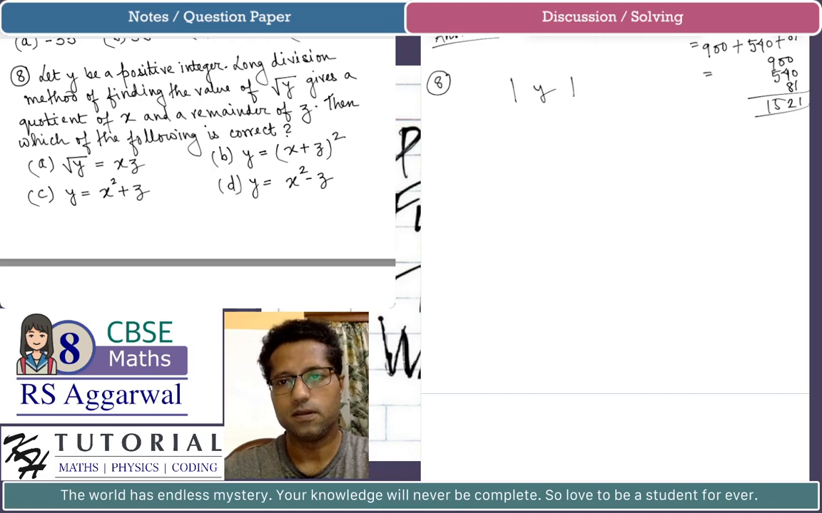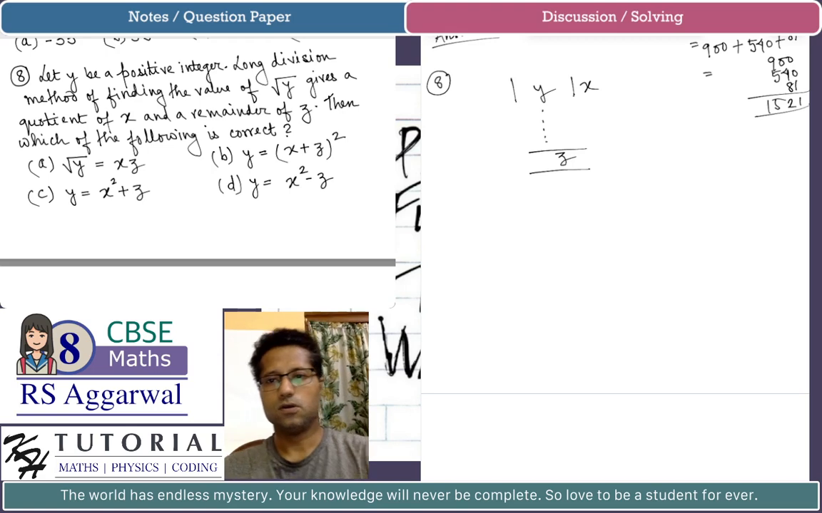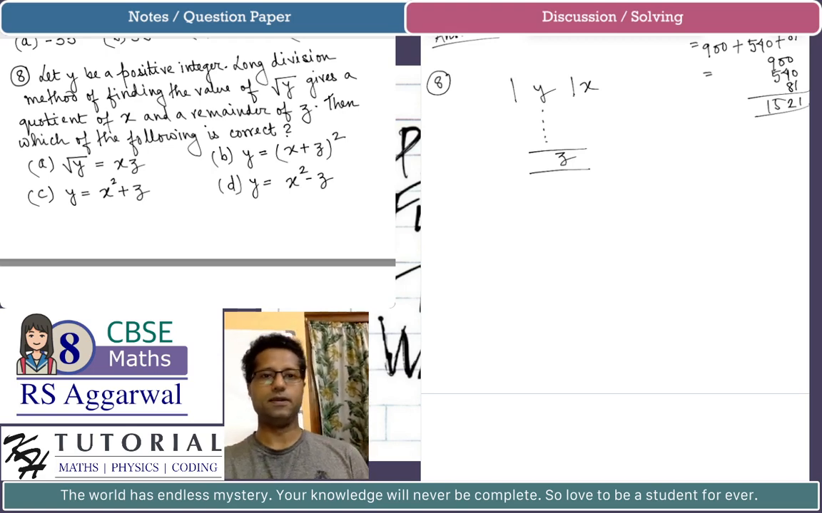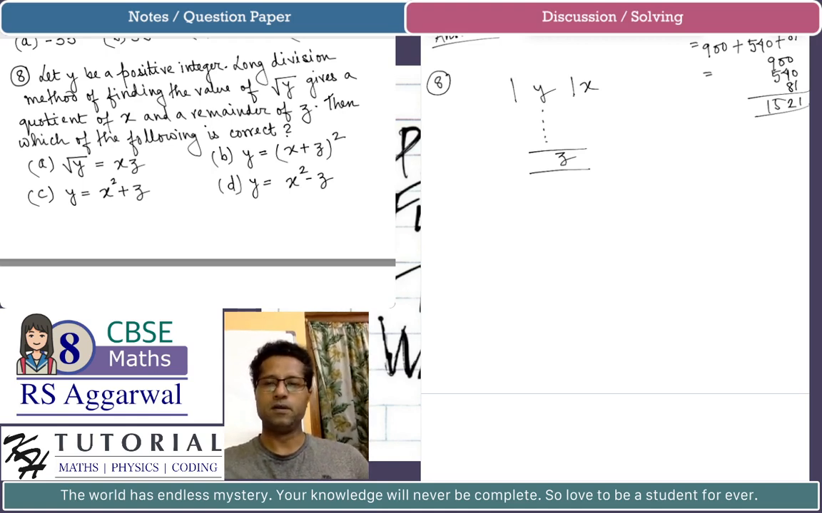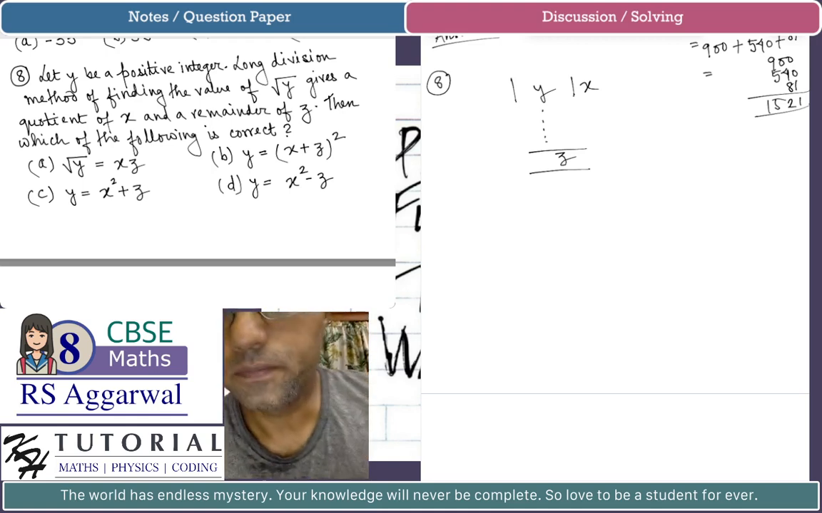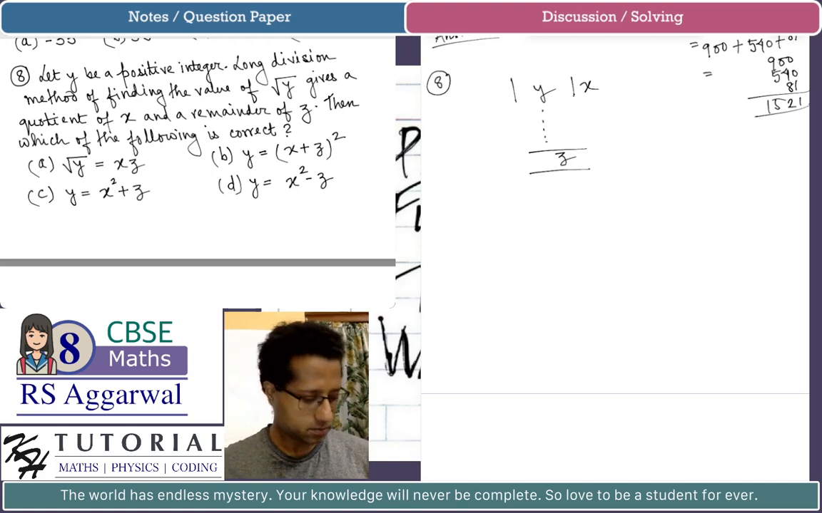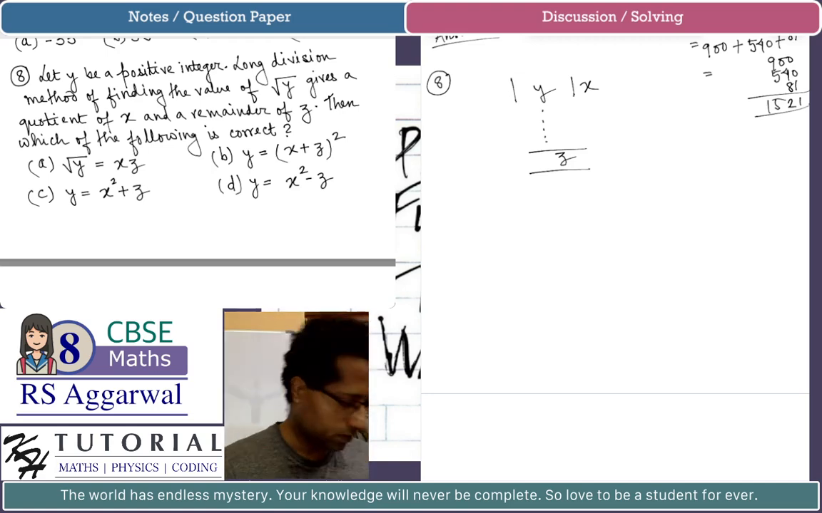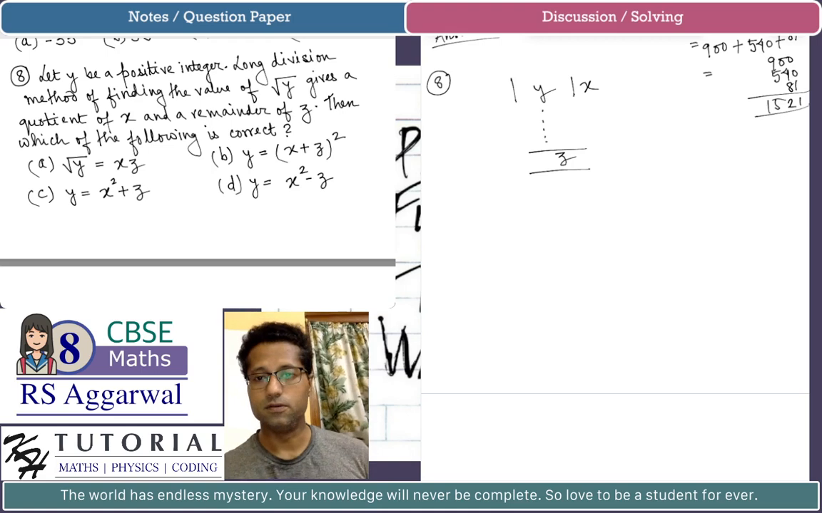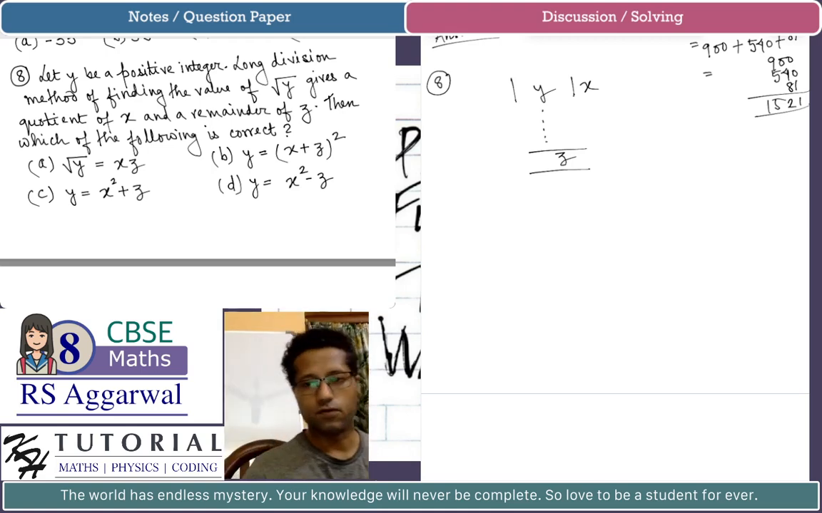We are doing some long division method, and finally we got a remainder of z. So y is a positive integer, and we are finding the square root of y using long division method, where the final quotient is given to be x, and the remainder is z. Then which of the following is correct?